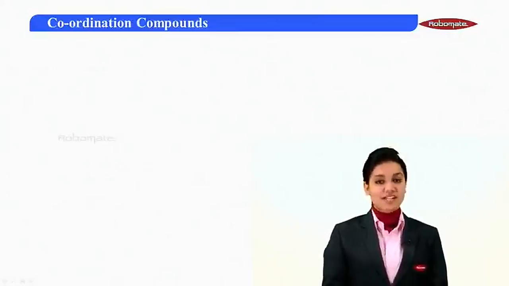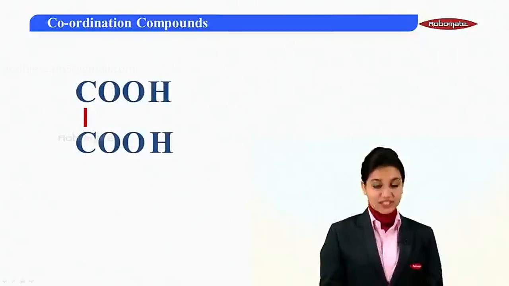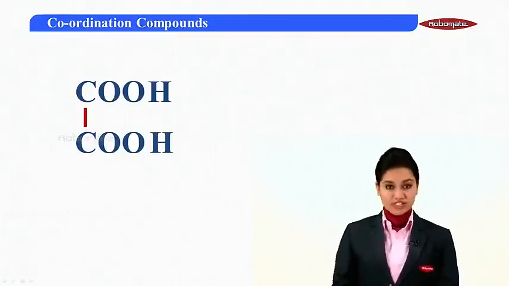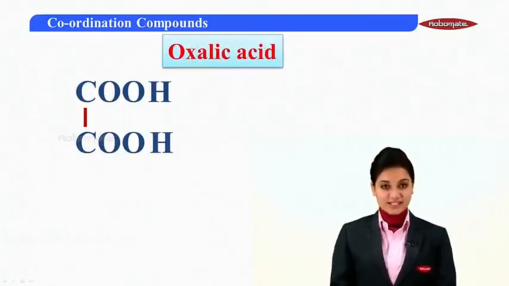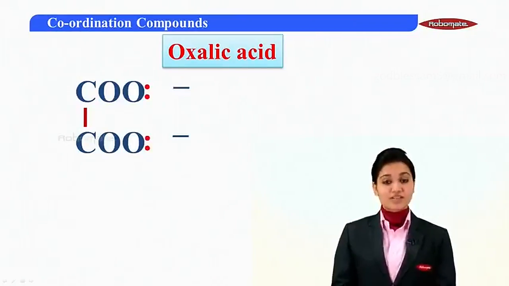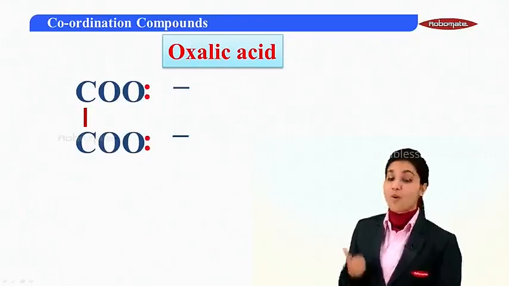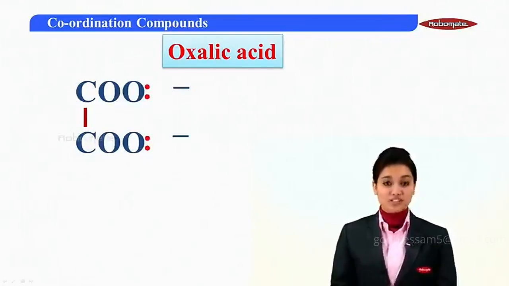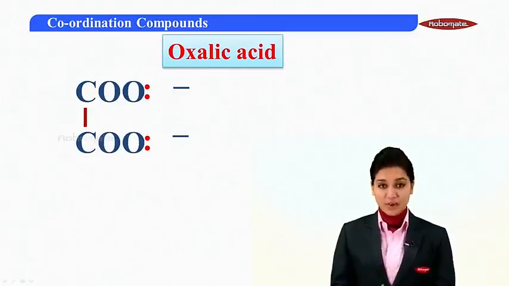To understand denticity, here I have an example. If you see here, we have COOH connected to COOH, which is called oxalic acid. Now since it is an acid, it must donate H plus ions. Here it is giving H plus ions and therefore you get COO negative, COO negative. That means the two oxygens here have a lone pair of electrons which they can donate. So it is acting as a Lewis base.